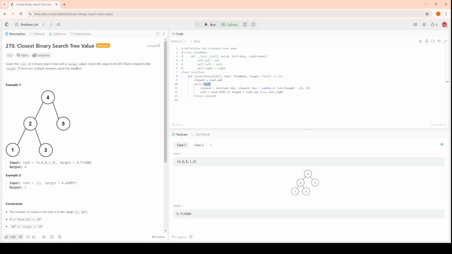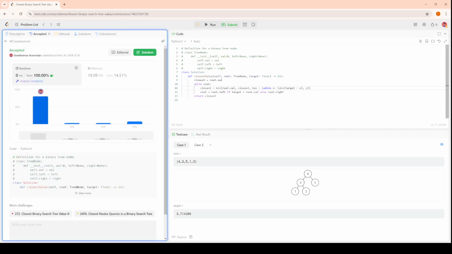So while we have root, we can keep looking through the tree until we run out of values. And closest, now this is the interesting thing. You can actually use a lambda function here, where key equals lambda x, absolute of target minus x. So this handles cases of larger and smaller values. So you're essentially looking at just the pure smallest value. And then with that, you are able to return closest. Yep.